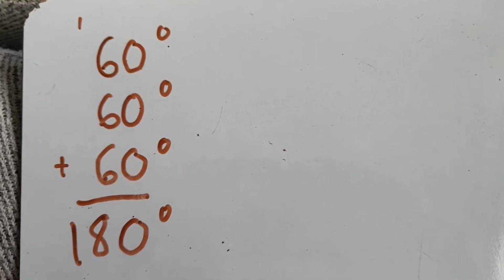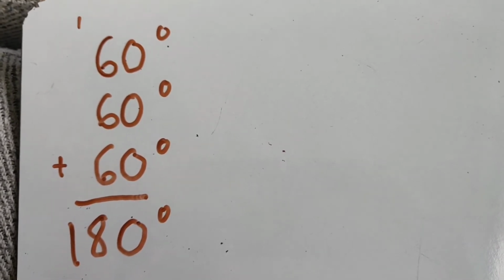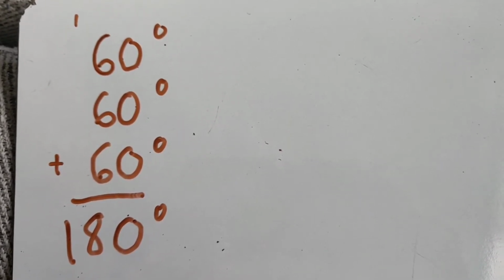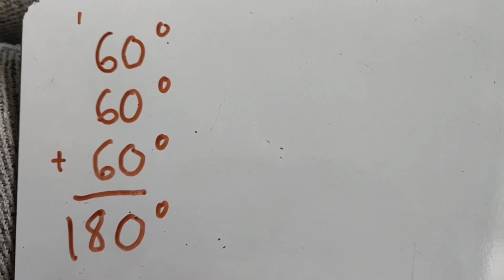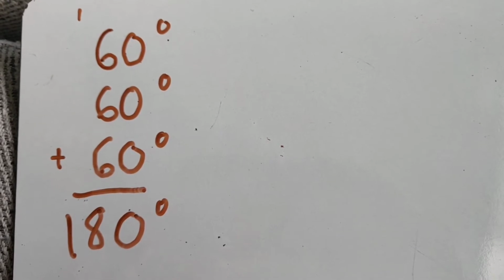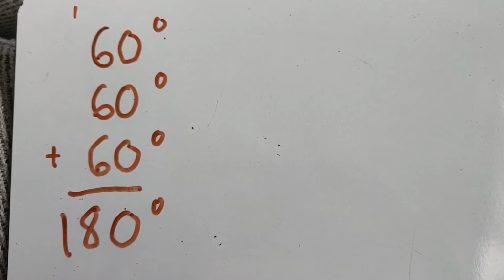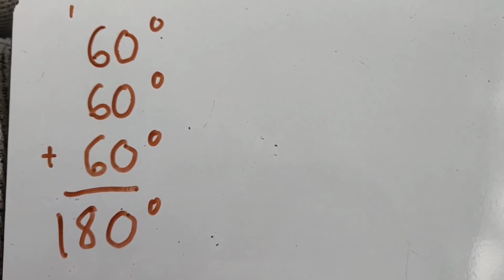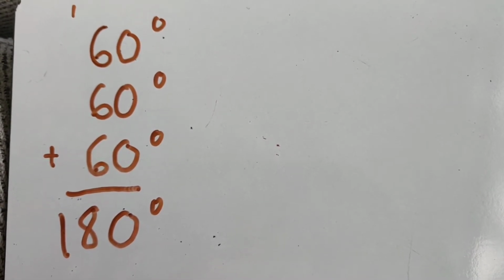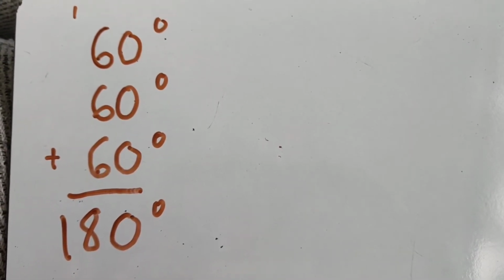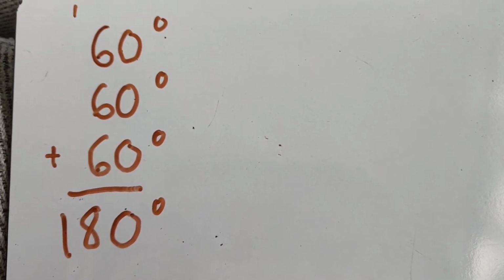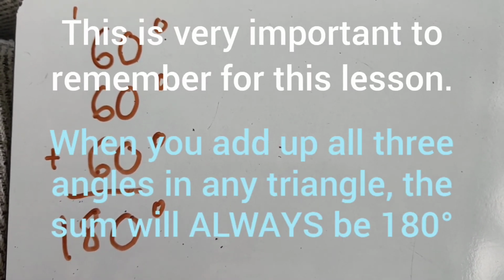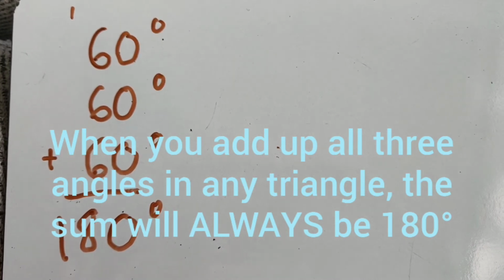I want to take a moment to notice something. Each of those three angles was 60 degrees, and if we add those three angles up, 60 degrees plus 60 degrees plus 60 degrees, we get 180 degrees. So the sum of all three angles in that triangle was 180 degrees. And one thing we're going to find is that the sum of the three angles in any triangle will always be 180 degrees. So just start thinking about that now, and we'll come back to that later.